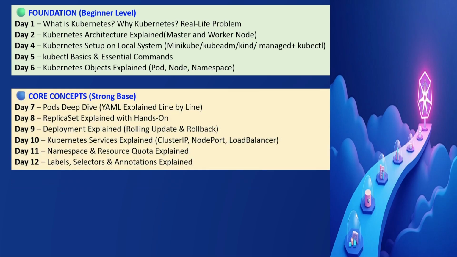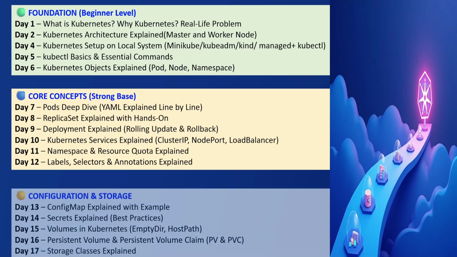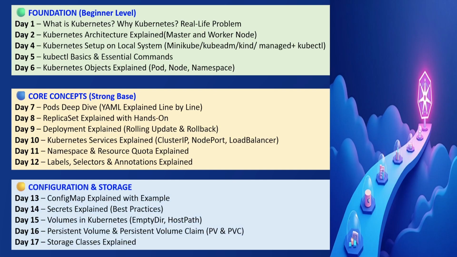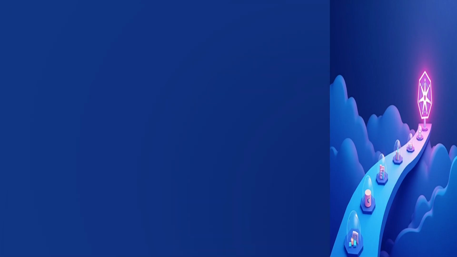Then we will move to the core concepts. There you will understand pod deep dive and how you can write your own YAML, ReplicaSets, and Deployments explained, Kubernetes Services explained like ClusterIP, NodePort, and LoadBalancers. And you will also understand namespaces and resource quota. There are labels, selectors, annotations, and configuration and storage. Also you will understand how you can use ConfigMap and Secret, and PVC and storage classes.